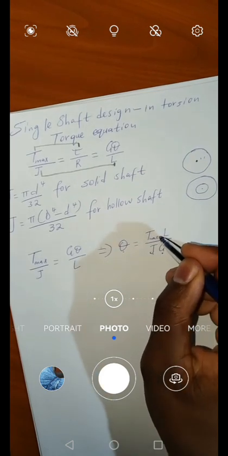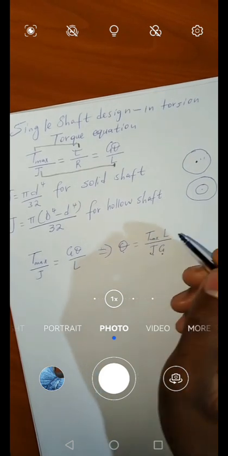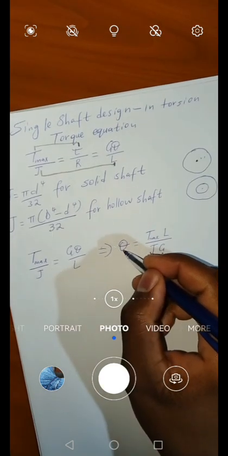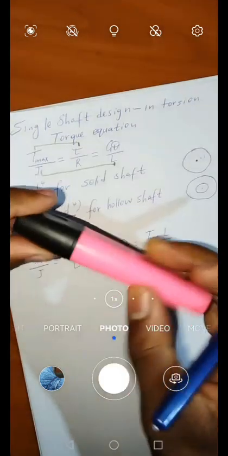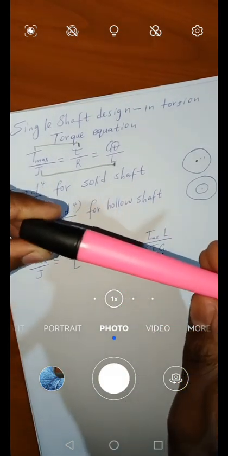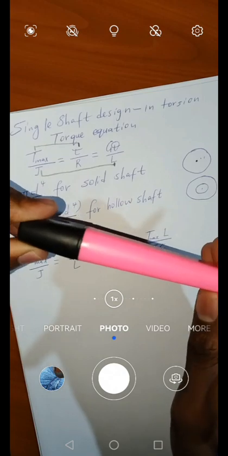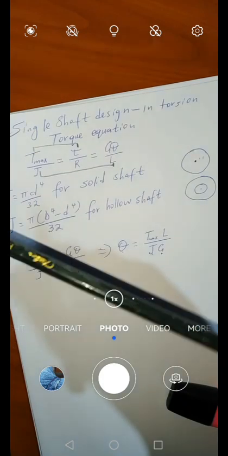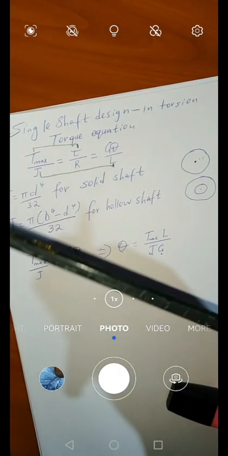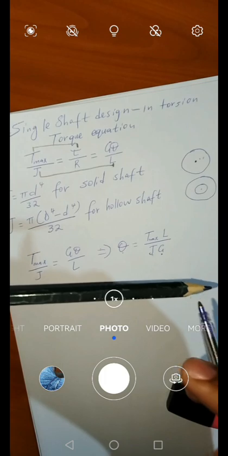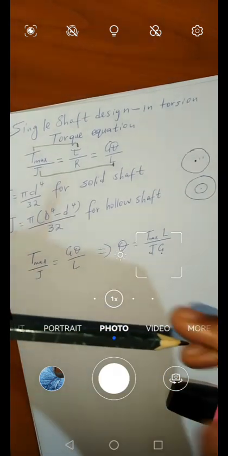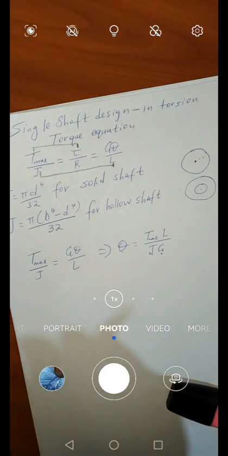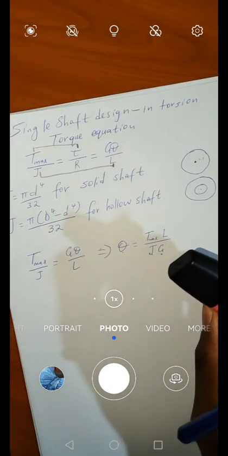This one is the length, this one is the torque, meaning that the more the length, the more the angle of twist. So if your shaft is short like this, it will have less chances of having the bigger angle of twist. But if your shaft is long like this and then you twist it, that shaft at the end here is going to have the higher chances of having the bigger angle of twist. So the shorter the shaft, the smaller the angle of twist.